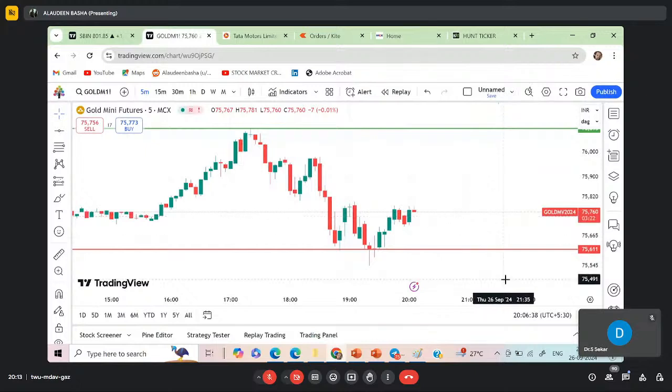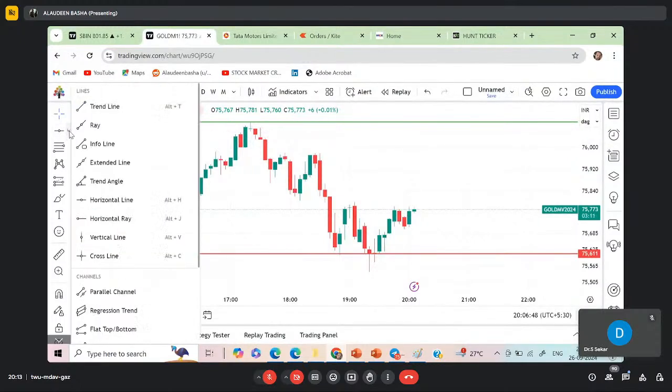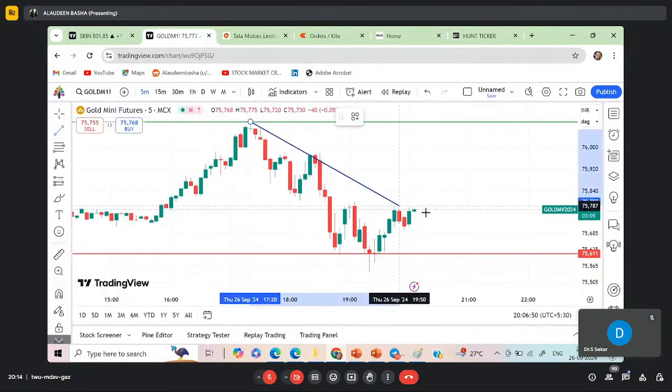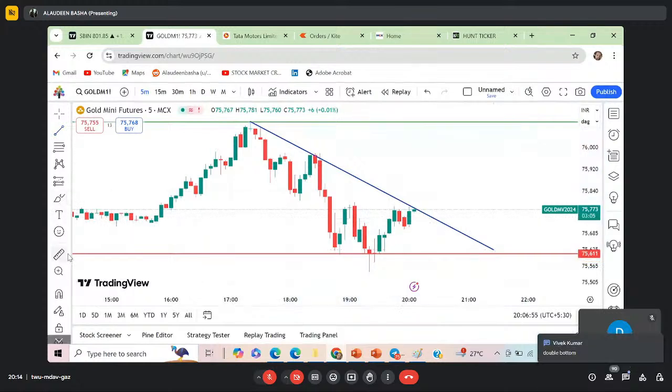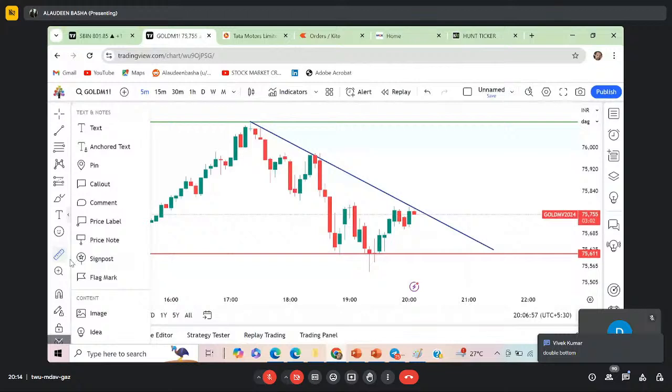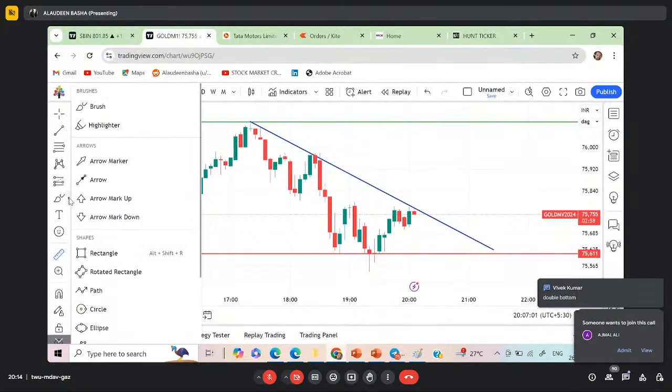I zoom it. Anyone? Okay, it's a clear downtrend, as madam said, and I draw the trend line. After that, I just mark it. So this is the live market. You can follow me, but don't take a trade based on this analysis.